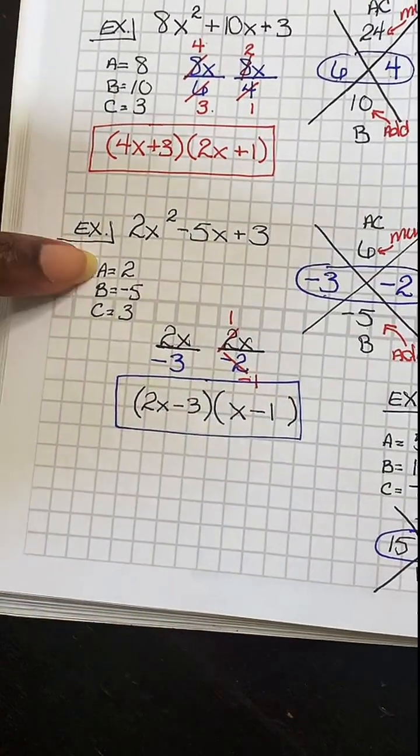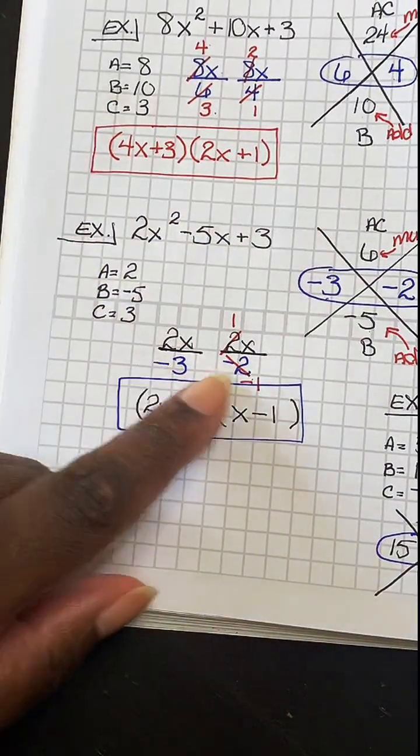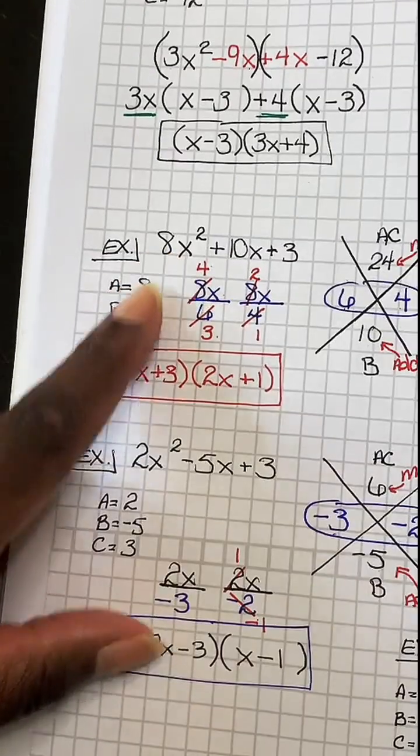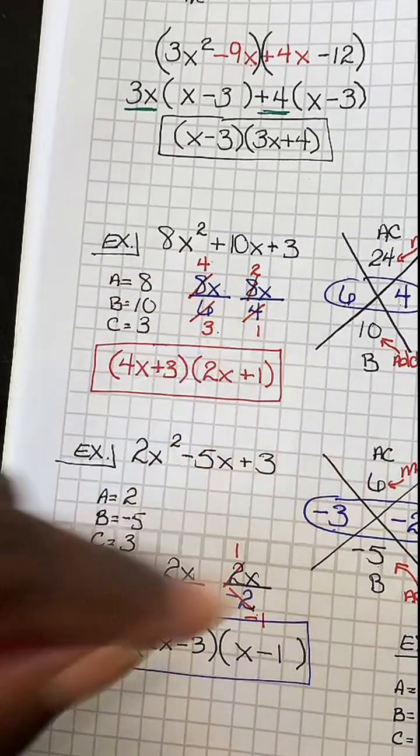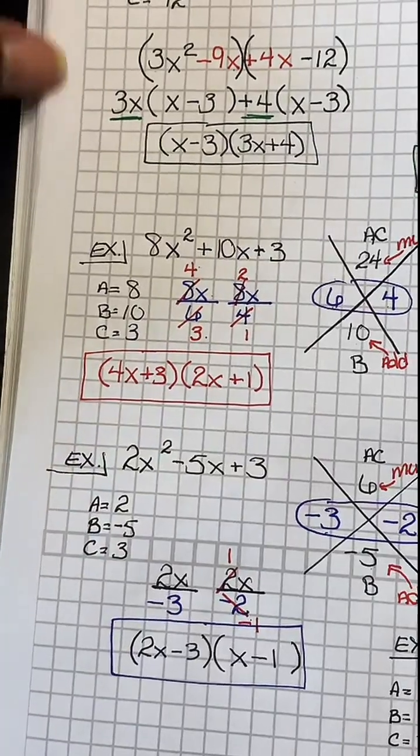Okay, we did the same thing with this one. My a was 2, so we did 2 and 2 and x and x. This one we have 8. Then we have 8 and x, 8 and x.